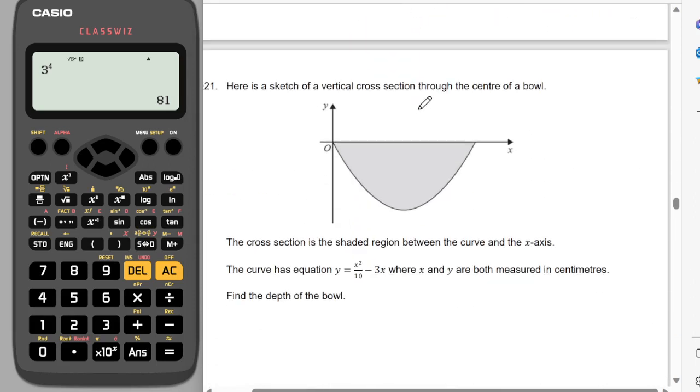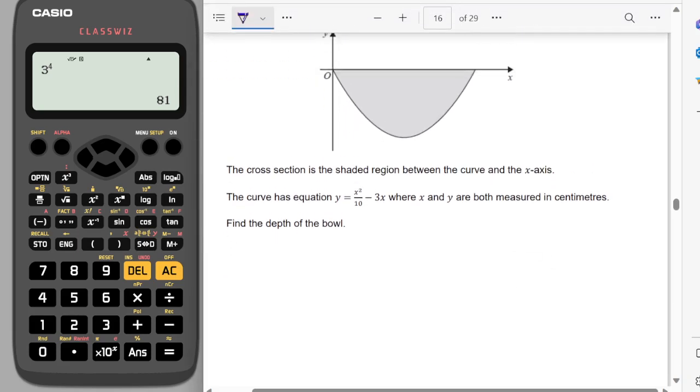Okay, 21. Here is a sketch of a vertical cross-section through the centre of a bowl. The cross-section is the shaded region between the curve and the x-axis. The curve has the equation y is equal to x squared over 3 minus 3x, where x and y are both measured in centimetres. Find the depth of the bowl.